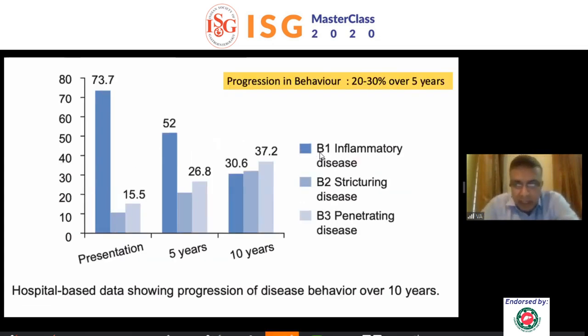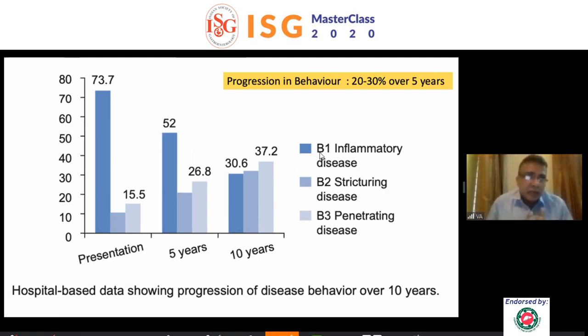However, when we look at behavior, we find there's a distinct difference. Patients who had an inflammatory disease at presentation, when looked at 10 years later, the inflammatory disease proportion had significantly gone down. What do you have here? You have more of penetrating disease. The penetrating disease, which was less earlier, significantly increases over a period of 5 to 10 years. In other words, there's a progression in behavior, 20 to 30% over 5 years.